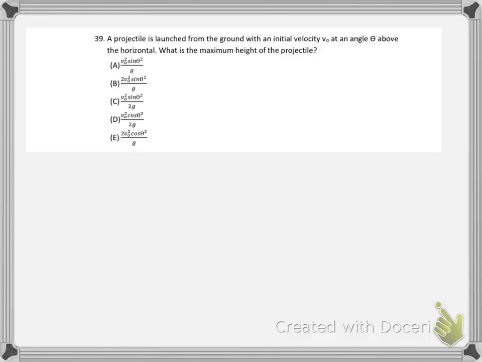A projectile is launched from the ground with an initial velocity v naught and angle theta above the horizontal. What's the maximum height? Okay, so we can start off with using the second equation again in the vertical direction.